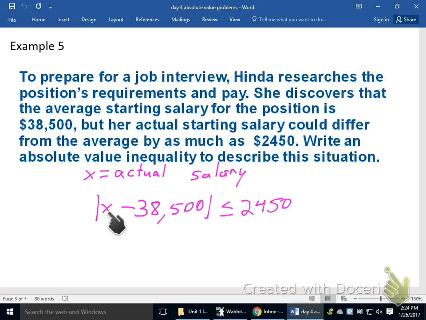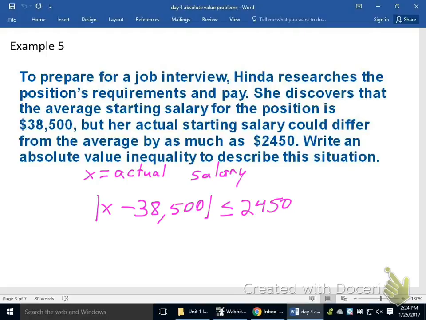That way, if her salary is above $38,500, the absolute value would effectively just keep it positive, and it has to be less than this. If it's less than the $38,500, you'll be getting a negative value here, but the absolute value will turn it back to positive, and you still have to stay less than this.